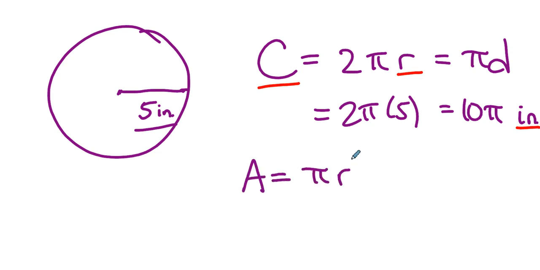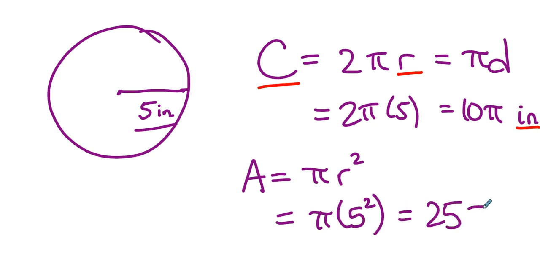Area, that's pi r squared, that's pi times 5 squared, that's 25 pi square inches. Notice that area is two-dimensional, so we get square inches. That's how we know that our units work. Area is two-dimensional and requires a two-dimensional unit. Circumference is one-dimensional and requires a one-dimensional unit, and that's kind of how you keep them straight.